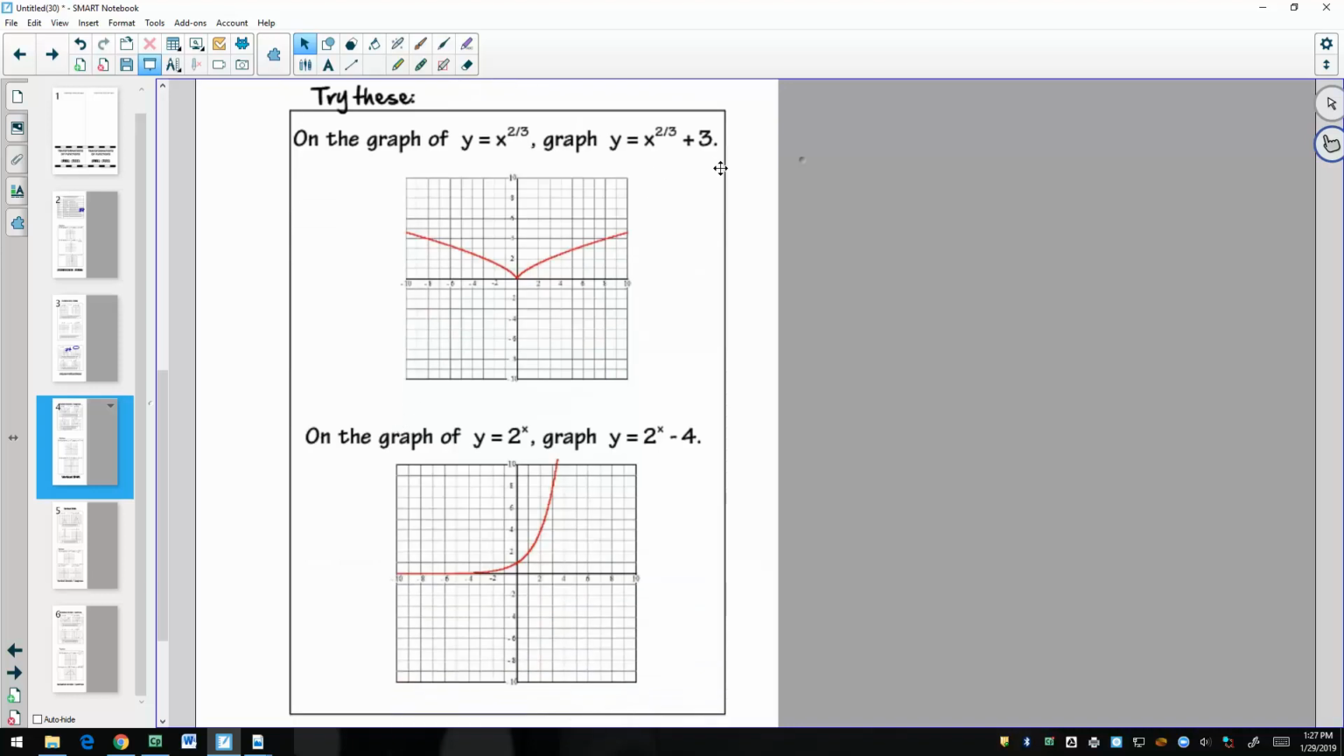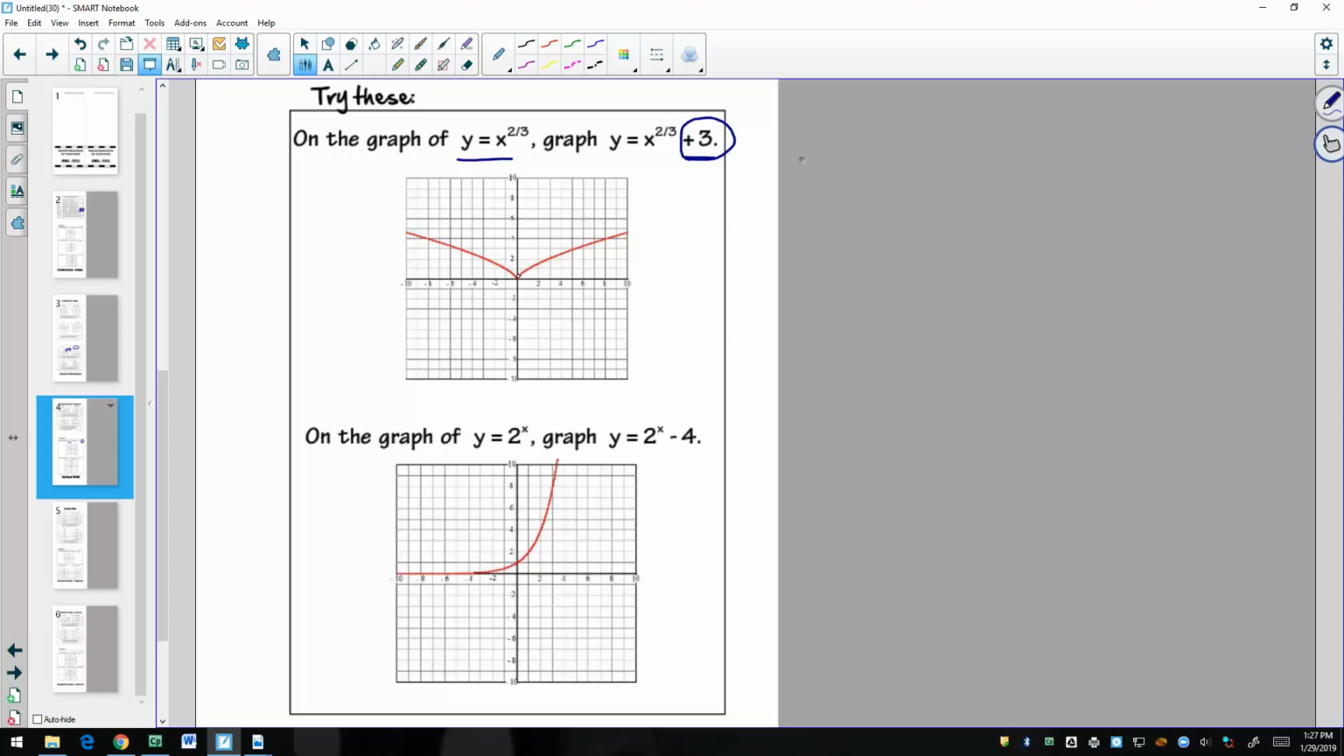So they want us to shift this graph up 3. You'll notice the original was y equals x to the 2/3, and if you notice the difference, it was the +3 at the end. It was not inside with the x, it's not attached to the x at all. So therefore, I'm just going to shift this whole graph up 3.